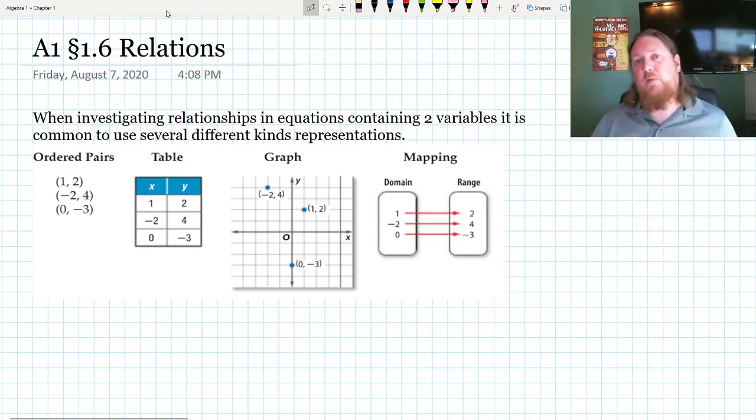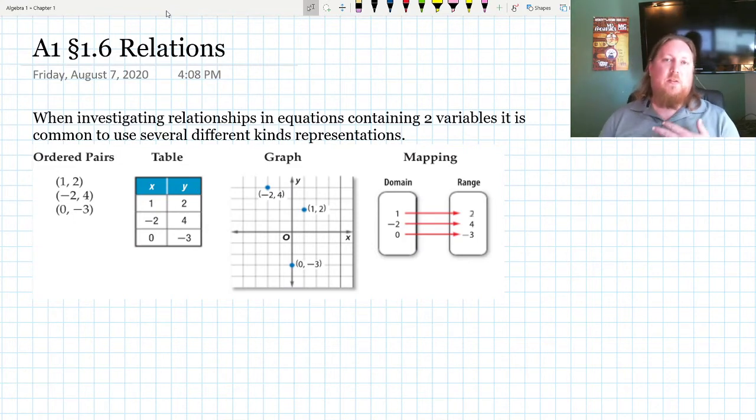Algebra 1, Chapter 1, Section 6, Relations. So, relations are all about equations with two variables.